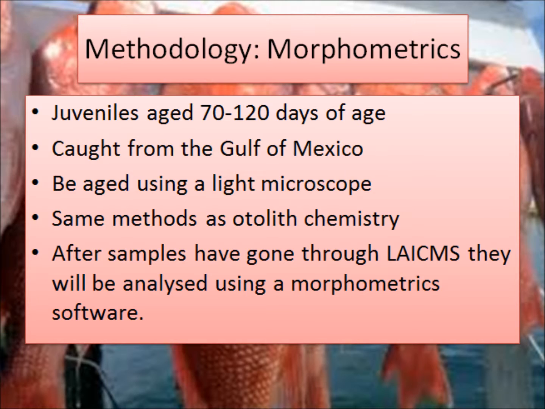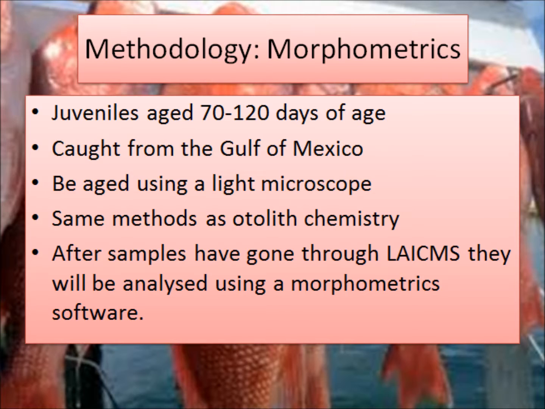The red snapper otoliths were caught from spawning grounds in the Gulf of Mexico. Red snappers caught were of age 70 to 120 days of age. Measurements of otolith lengths as well as total length of the fish were taken at the time of catch.